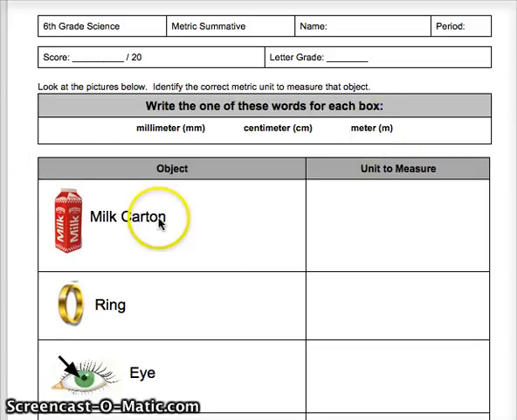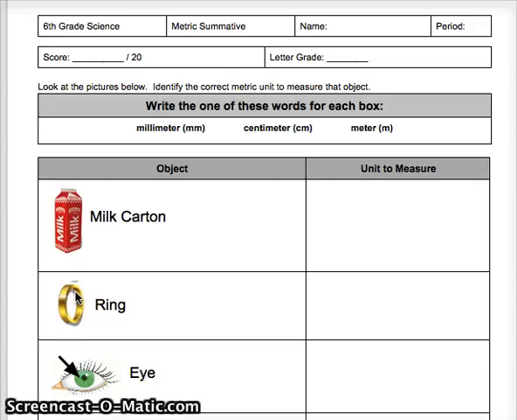First, you need to look at the object. The first object is a milk carton. If you were going to measure a milk carton, would you use a millimeter, centimeter, or meter? You're going to put the unit you would use to measure a milk carton in this box. Press pause to do this, press play when you're done.